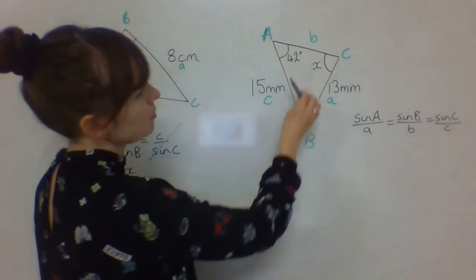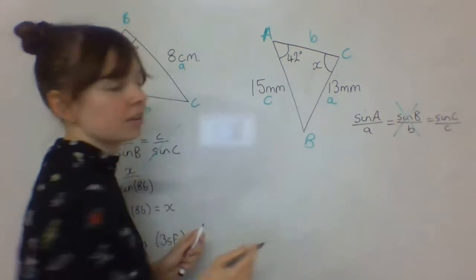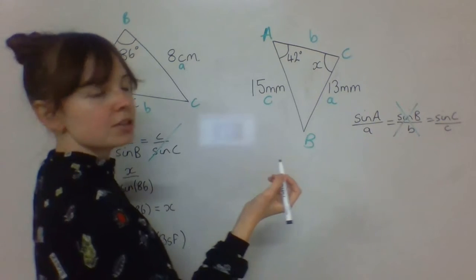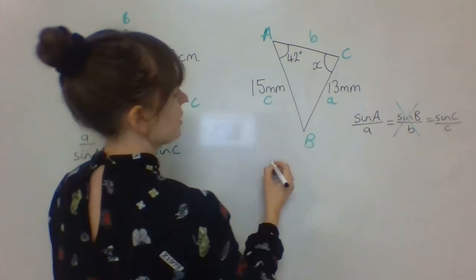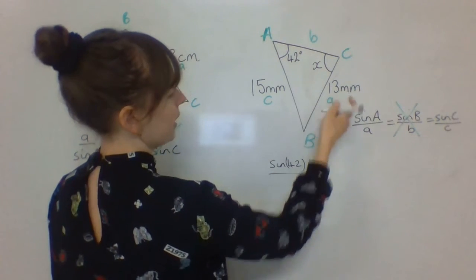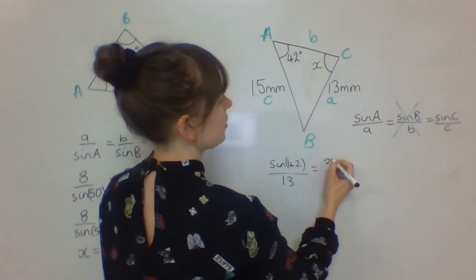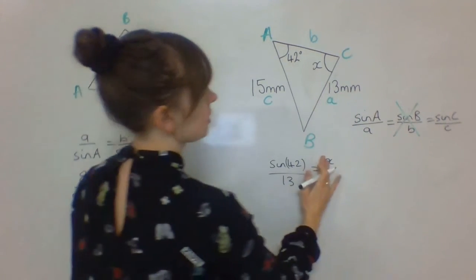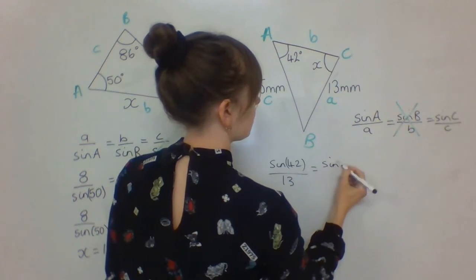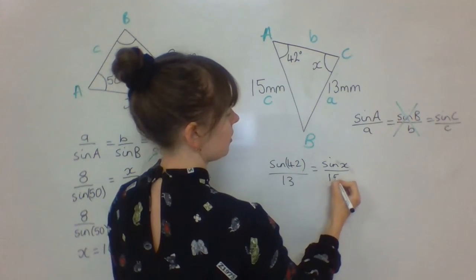Okay, so I can see that in this problem I've got A and a, C and c. So I'm not using the middle part of my formula. I only need two parts of my formula. So I'll substitute in my information. Sine A, so that's sine 42, divided by a, which is 13, equals sine C, which is sine of x, that's what we're looking for, divided by c, which is 15.